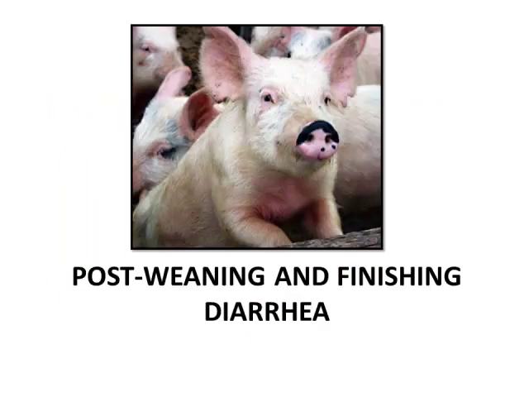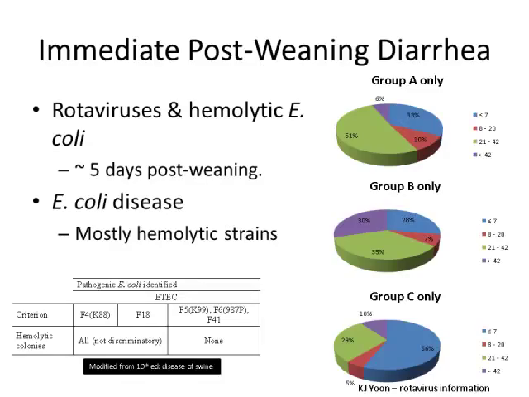All right, we're going to shift gears a little bit to the post-weaning and finishing diarrhea. The two most common causes of post-weaning diarrhea would be rotavirus and E. coli. And the E. coli are mostly hemolytic after weaning. Those are the most important ones. There's a little table down at the bottom. K88 and F18 are hemolytic isolates. The other isolates are non-hemolytic.